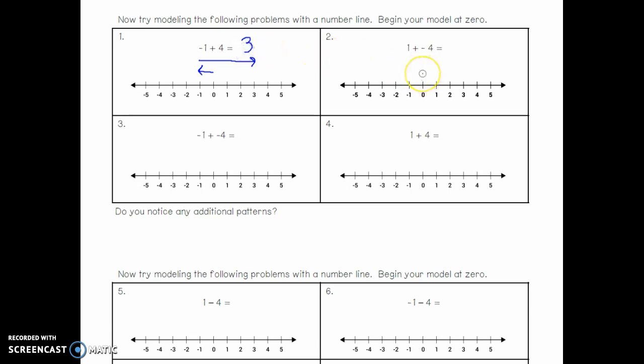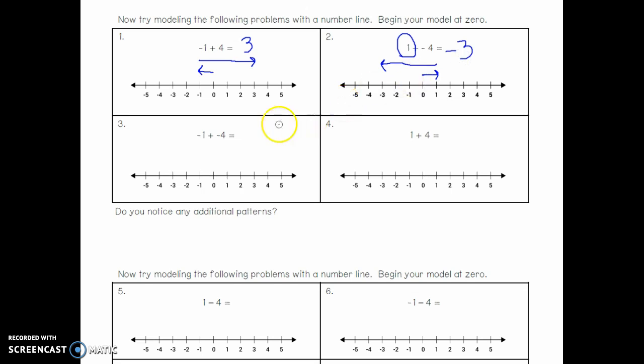The next one, I start at 0, but the first number here is a positive 1. So this time I'm not going to the left for 1, I'm going to the right. Now where do I go? Well, this was a plus. It says add negative 4. So if I'm adding a negative 4, I'm going to add going in the opposite direction. 1, 2, 3, 4. Where did I land? Negative 3.